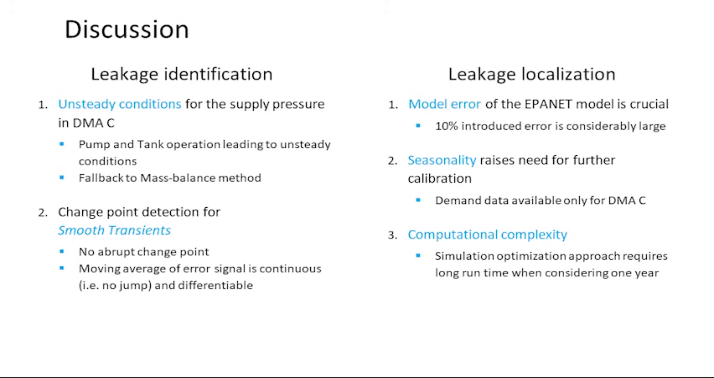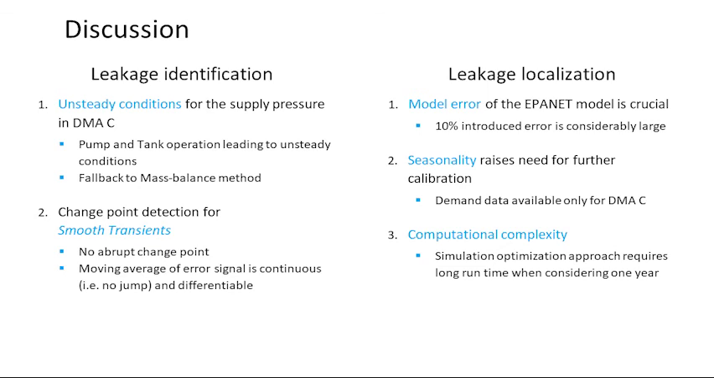Additionally, data for the seasonality of the demand was not available throughout the entire network, but was needed to calibrate the model. Therefore, the available data from DMA-C was extrapolated to adjust the demand of DMA-A and B. Better availability of the demand data would help in increasing the accuracy of the method.